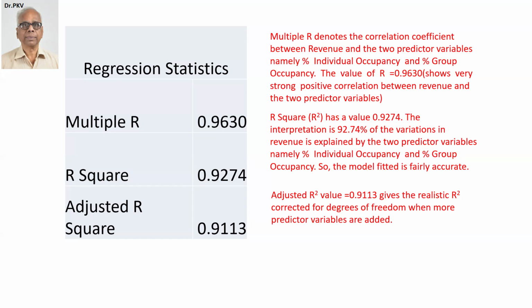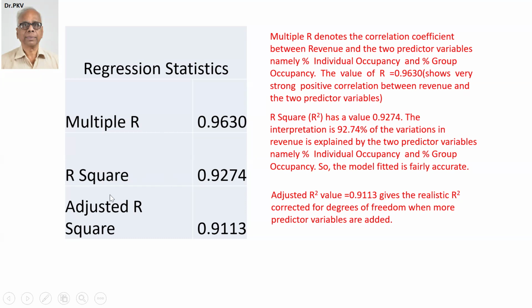Then R squared. We look at R squared, which is 0.9274. The interpretation is 92.74% of the variations in revenue is explained or captured by the two predictor variables, percentage individual occupancy and percentage group occupancy. So the model fitted is pretty good, is fairly accurate. And this is an important input, R squared.